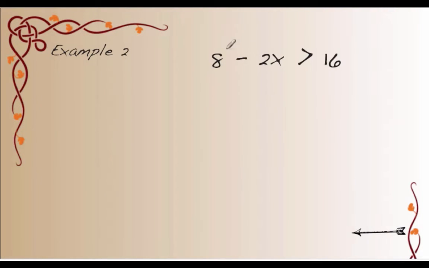All right, I'm going to solve this one. I'm going to minus the 8 first. That cancels out. It's greater than 8. Okay, so now I'm going to divide by a negative 2.